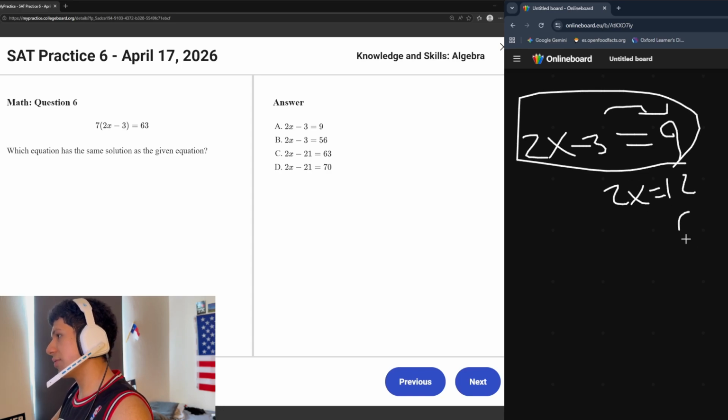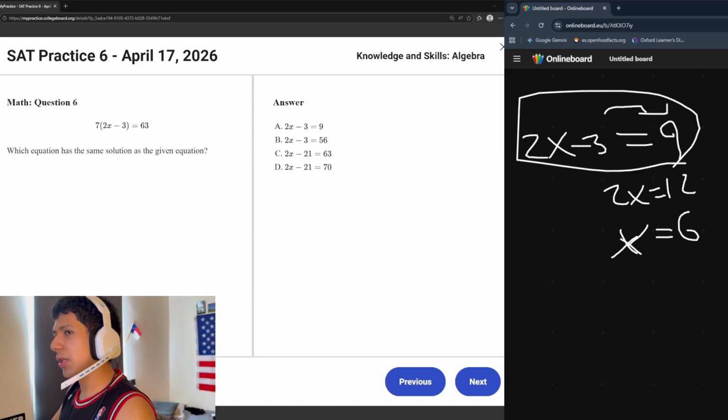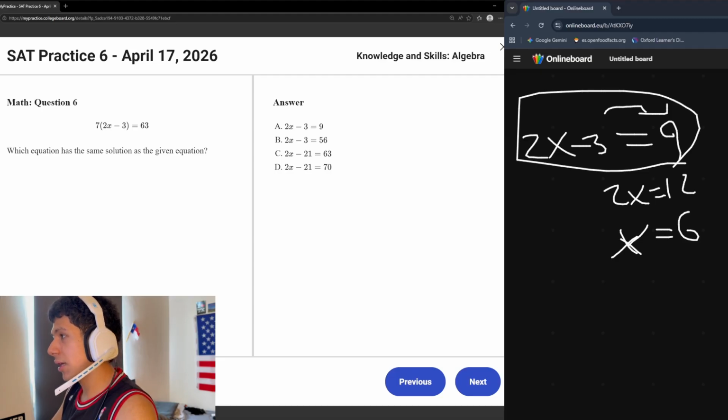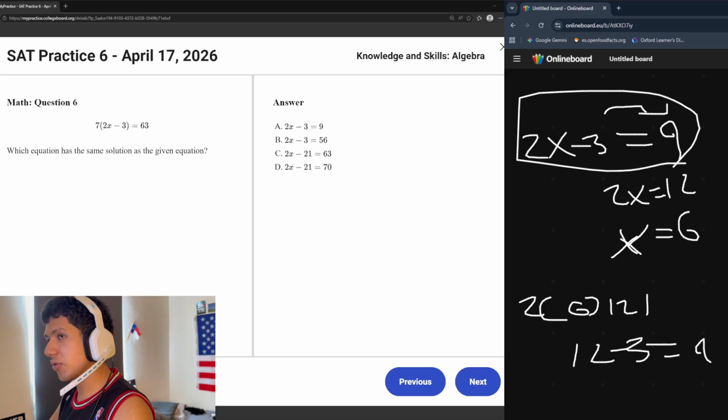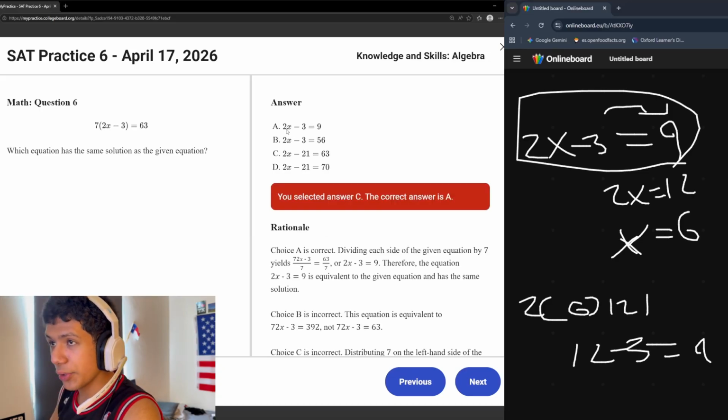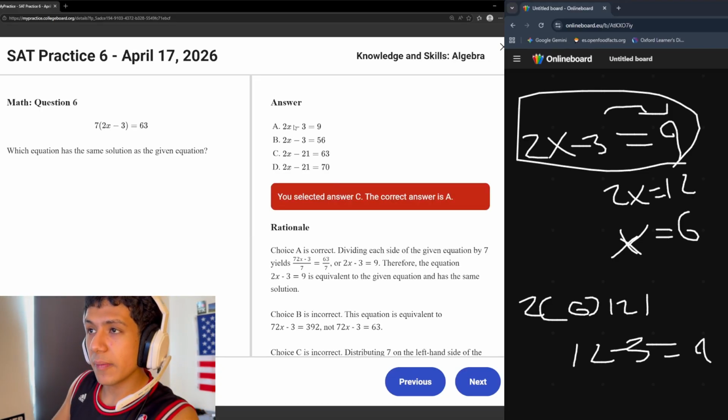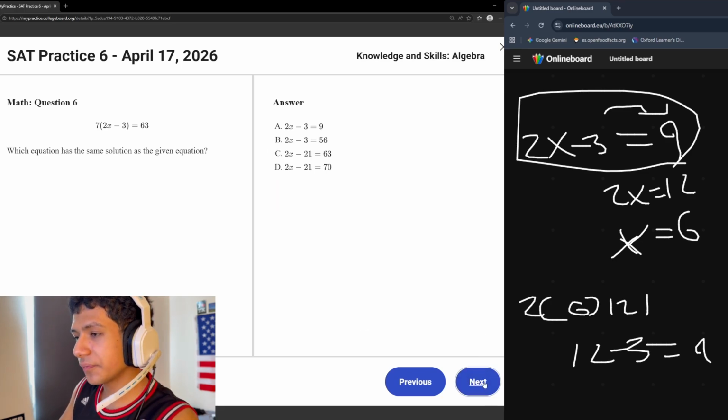2x divided by 2, you get 6, and then you can plug 6 into any of these 4 answers. The first answer would be, of course, 2 times 6, 12, 12 plus 12 minus 3, 12 minus 3, 9, which is option A, right? Move on. Option B is the same thing as this, but it has a different result, 56. This one has a 21, no need for a 21, so let's move on.